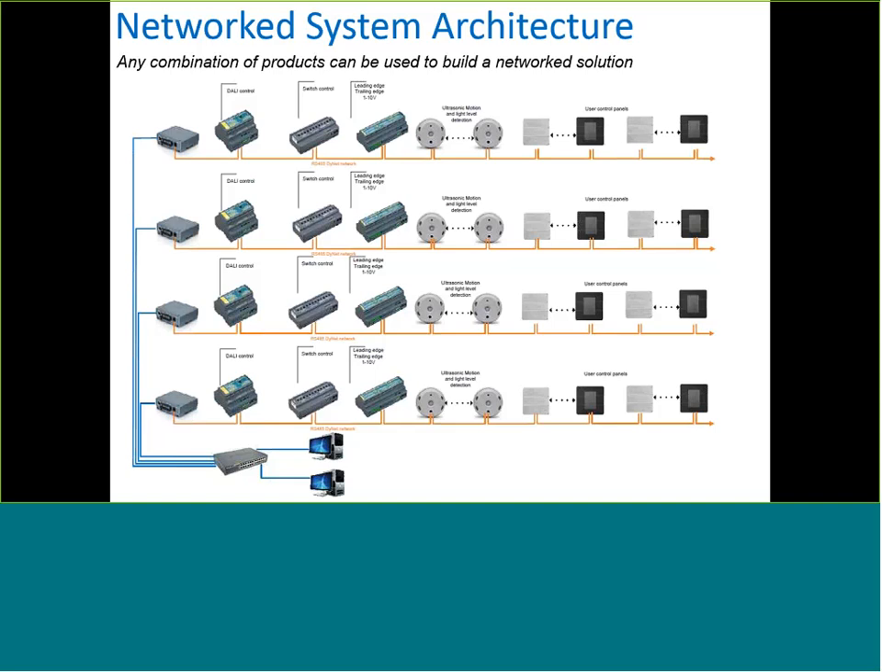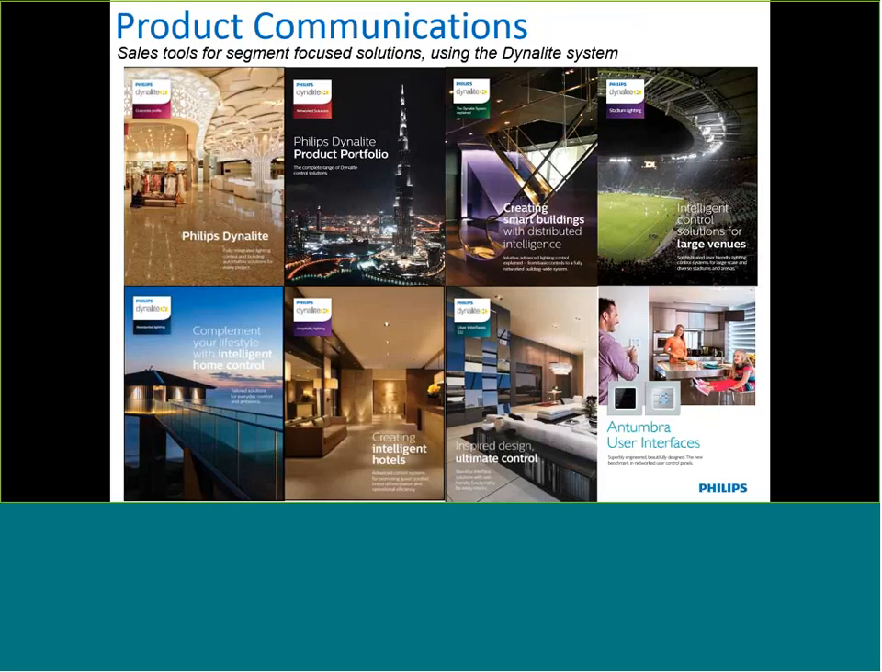To help understand what's possible, we've created a range of documents about the different segments. If we want to take a look at residential, hotel or office, we have a brochure which details the different functionalities that are possible using a network lighting control system, as well as product-focused brochures which tunnel into the different features and functions of the individual products.